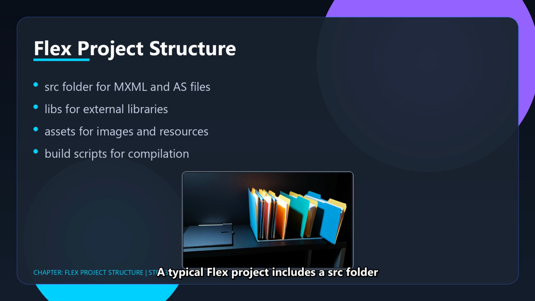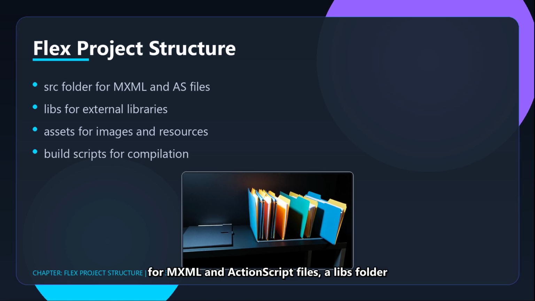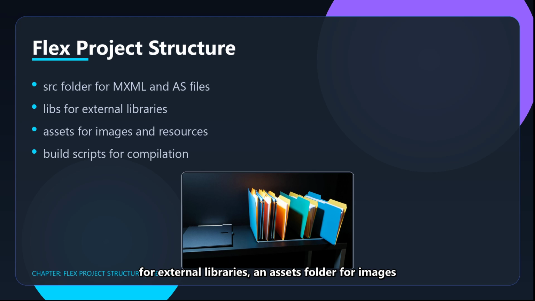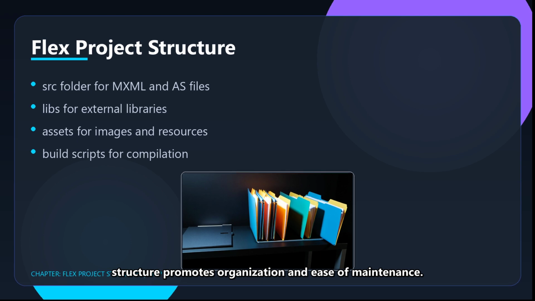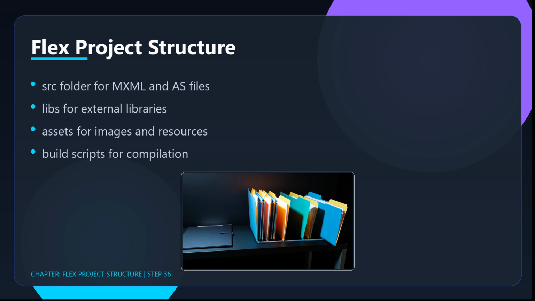A typical Flex project includes a src folder for MXML and ActionScript files, a libs folder for external libraries, an assets folder for images and resources, and build scripts for compilation. This structure promotes organization and ease of maintenance.